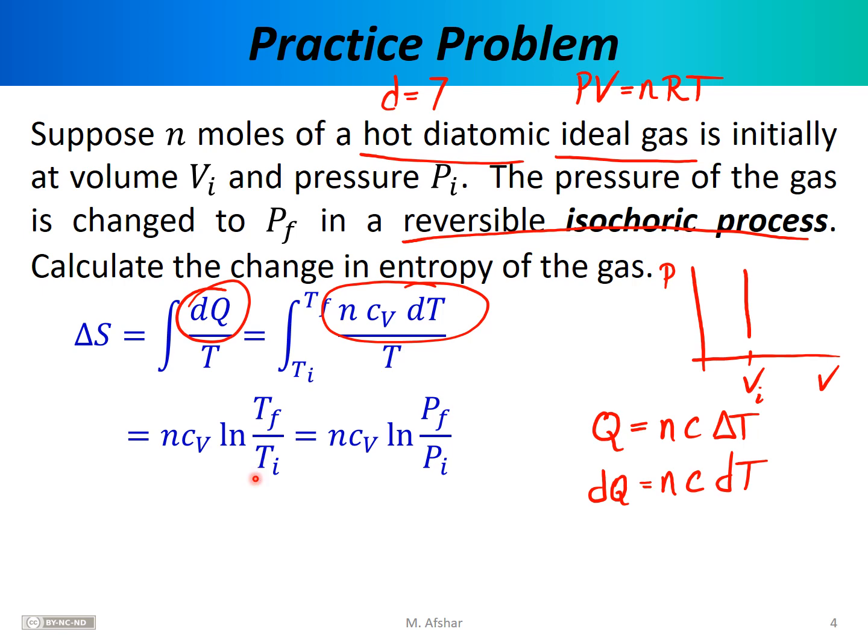Now, T_F and T_I are not given to us, but using the ideal gas law, we can show that T_F over T_I is equal to P_F over P_I.